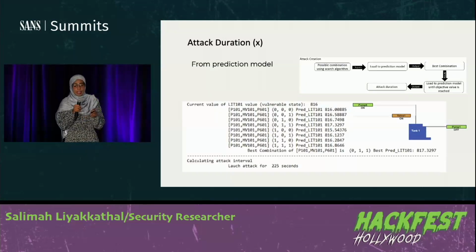So to put it in diagram form, what the model is telling you now is to turn on pump 6, turn on valve 1, and close pump 1. This will cause the water level to slowly increase and eventually overflow. And depending on what the target is, in this case, it's mentioning that the attack should be carried out for 2 to 5 seconds.